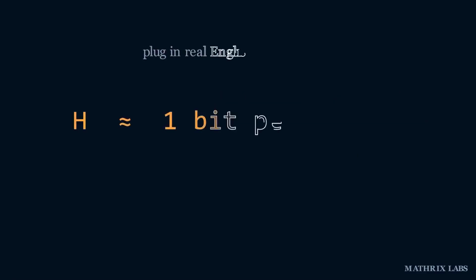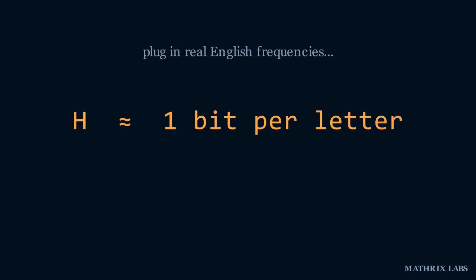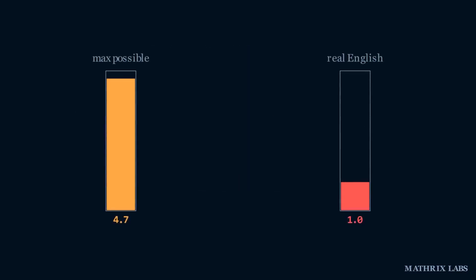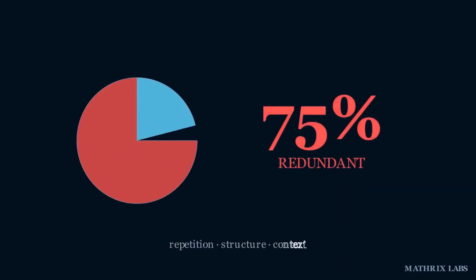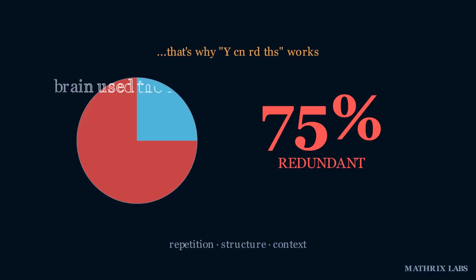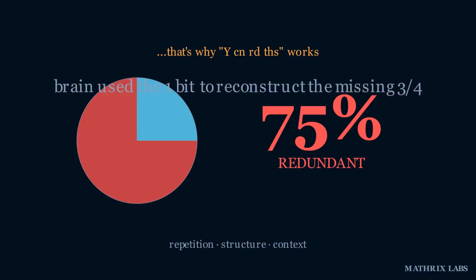Plug in real English letter frequencies, do the sum, and you get about 1 bit per letter. Just 1. Compare that to the maximum we found earlier, 4.7. Of the 4.7 bits each letter could carry, real English uses only 1. 3/4 of every letter you read, every word, every sentence, every book, is, by Shannon's math, completely redundant. That's why you could read the broken sentence. Your brain used the 1 bit of real information from each letter to reconstruct the missing 3/4.